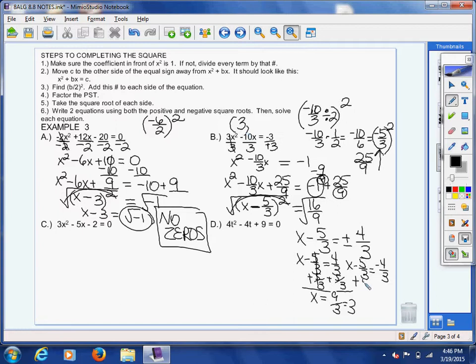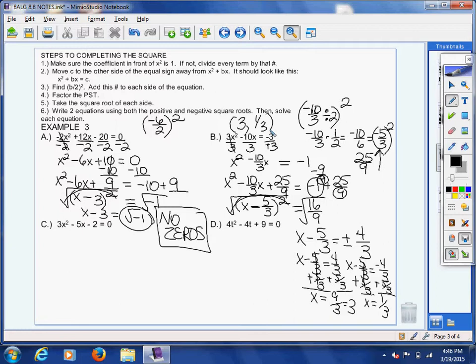And then we're going to add 5/3 over here. Negative 4 plus 5 is 1, so that's 1/3. So this parabola is going to crisscross the x-axis. Our zeros are going to cross at positive 3 and at positive 1/3 on the x-axis.